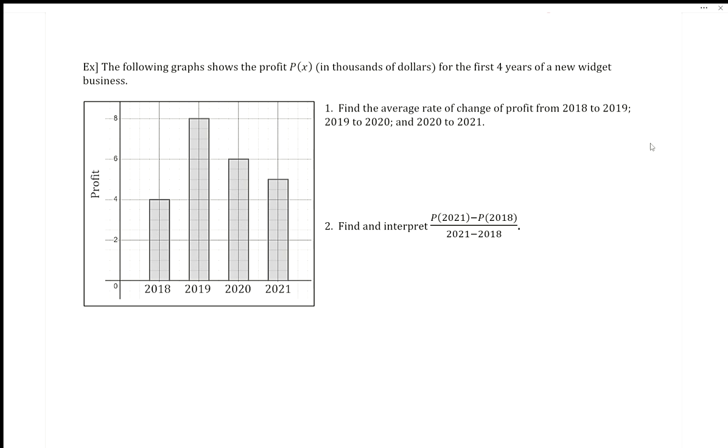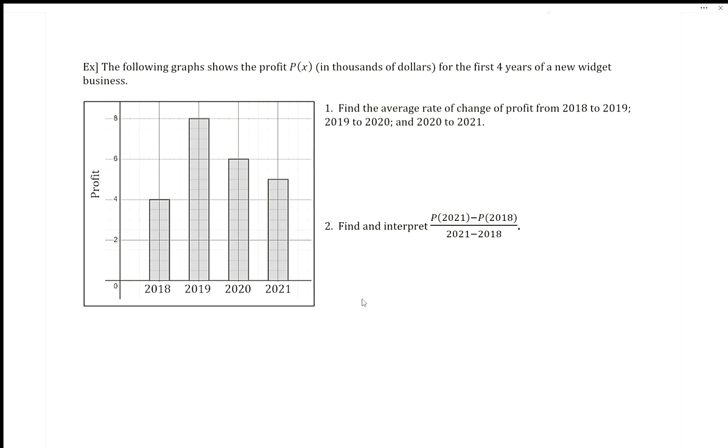Hi everyone, and welcome to our video on an average rate of change problem involving a bar graph. All right, so we've got the following graph. Okay, so that's a typo. The following graph shows the profit P of X in thousands of dollars for the first 4 years of a new widget business. They like to use widget in economics and business classes, so I'm just copying it. It's just some random item. So we see 2018, 2019, 2020, 2021.